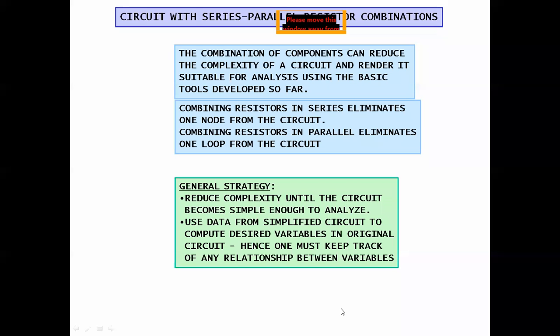So these are the general strategies. Reduce the complexity until the circuit becomes simple enough to analyze. Then we have to use data from the simplified circuit to compute the desired variable in the original circuit. Hence, one must keep track of any relationship between the variables.